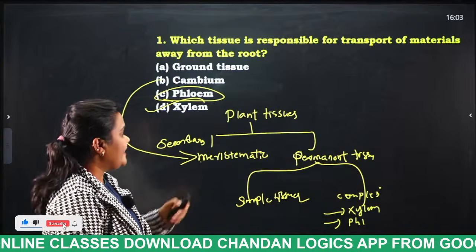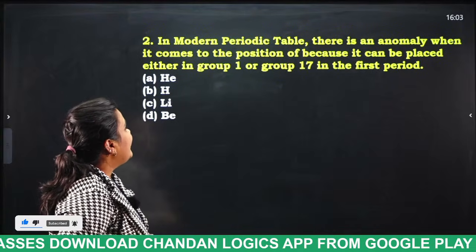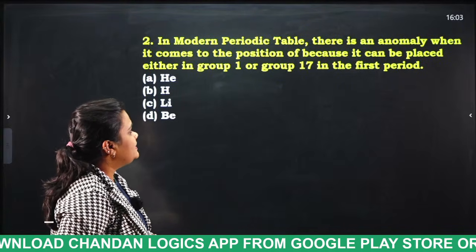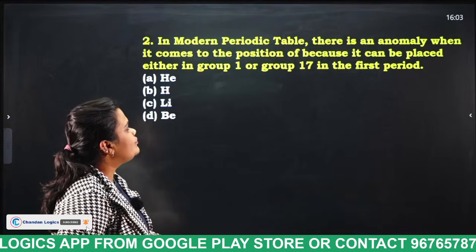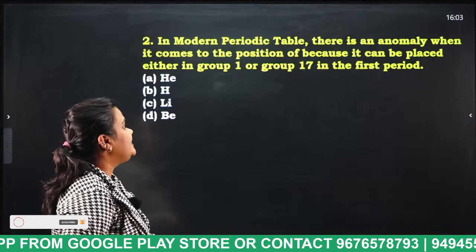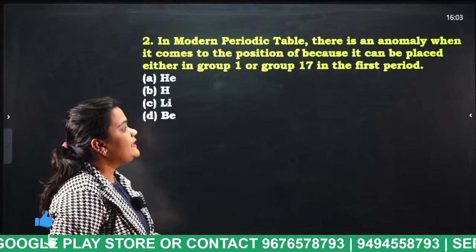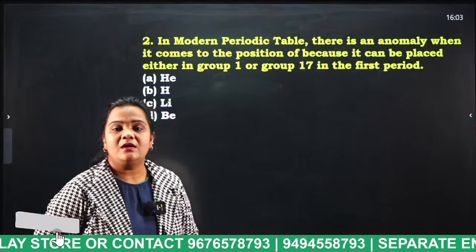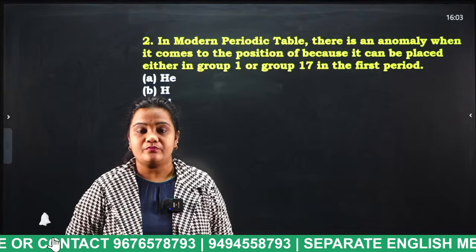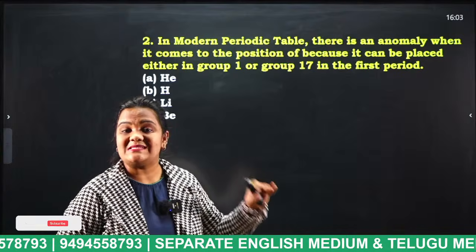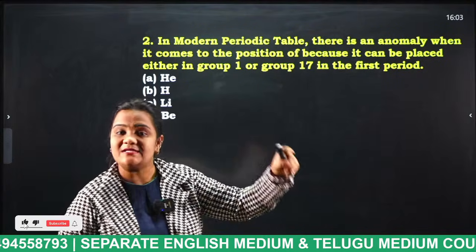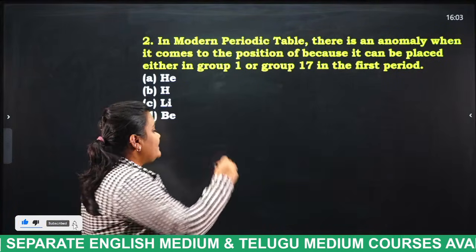Next question, students. In the modern periodic table, there is an anomaly when it comes to the position of hydrogen, because it can be placed either in group 1 or group 17 in the first period. In general, the modern periodic table was discovered in which year? Mention your answer in the comment section, students. So who is that person?